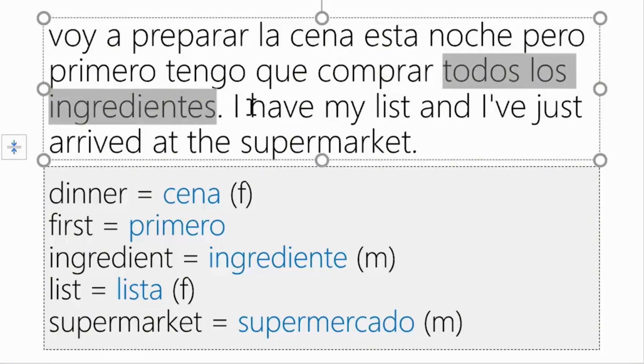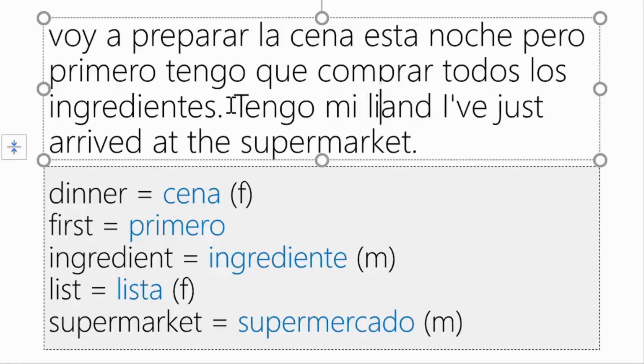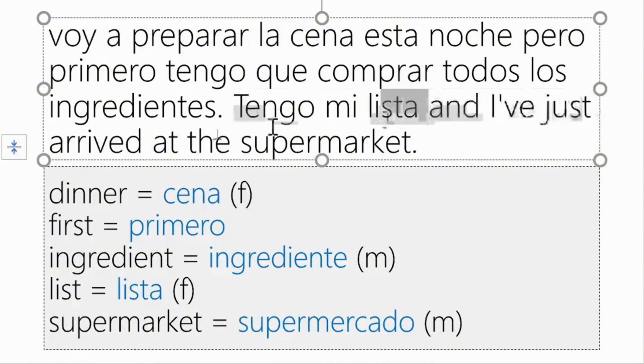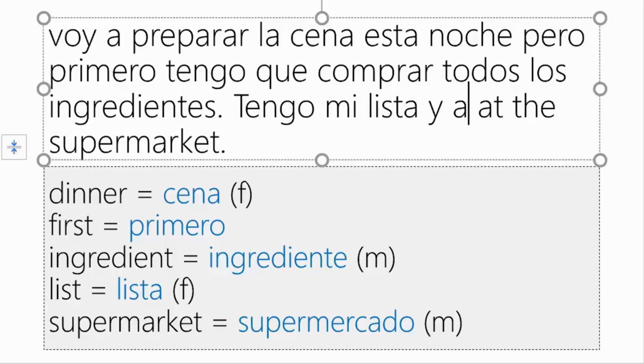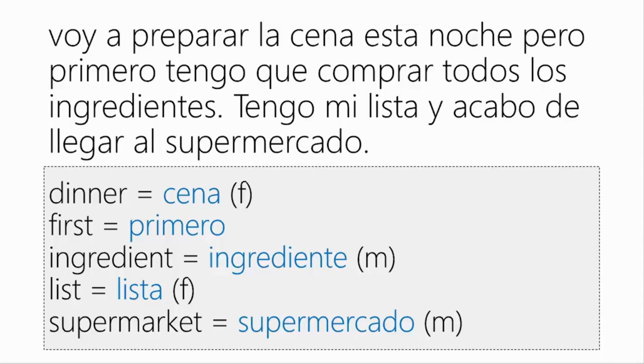So let's continue. We have I have my list. So tengo mi lista. And I've just arrived. Here we have modal verb structure. So, y acabo de llegar. Now we know the supermarket is el supermercado. And the word for at in Spanish is simply a. But what happens is this contracts. Whenever you get this combination together, it will contract to this, al. So we have tengo mi lista y acabo de llegar al supermercado.